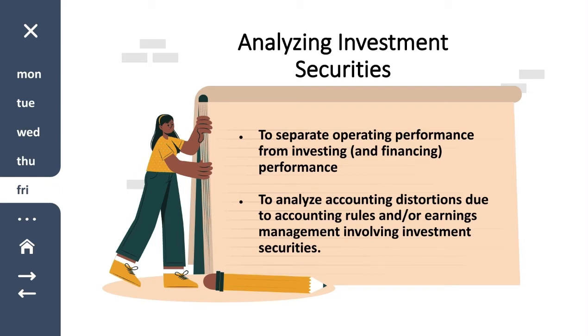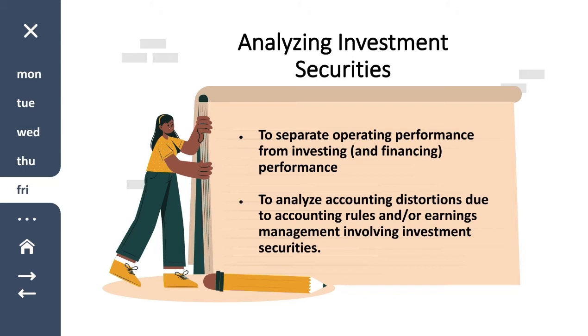Second is analyzing accounting distortion from the securities. ASC 320 takes an important step toward fair value accounting for investment securities. However, the standard does not fully embrace fair value accounting. Instead, the standard is a compromise between historical cost and fair value, leaving many unresolved issues along with opportunities for earnings management. This means an analysis must examine disclosure relating to investment securities to identify potential distortion due to both accounting methods and earnings management.